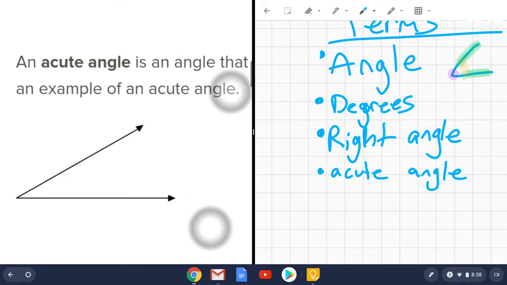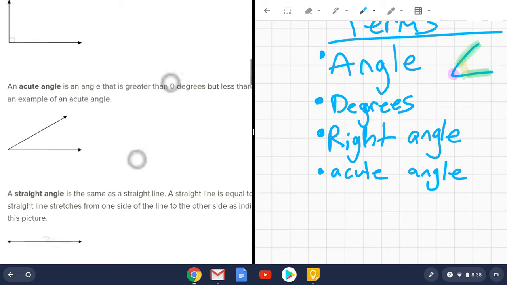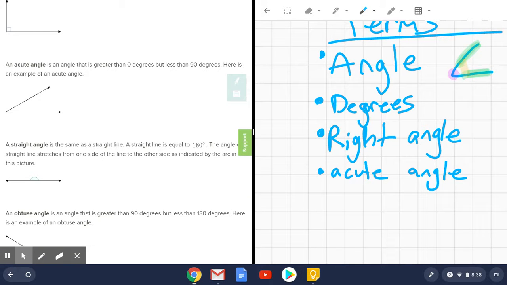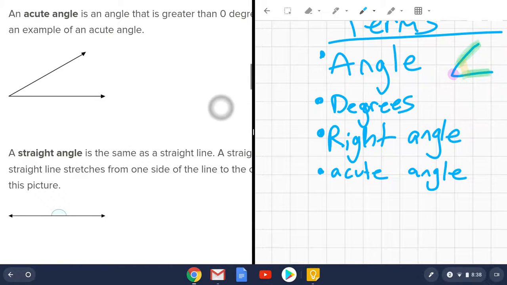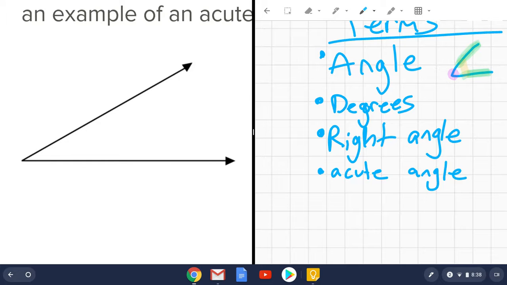Here's an example of an acute angle. So it's greater than 0, but less than 90. You should have that written down in your notes. Look at your textbook if you need help with that. Draw the example of an acute angle. This is an acute angle. I like to say that they're acute angles because they're so little.